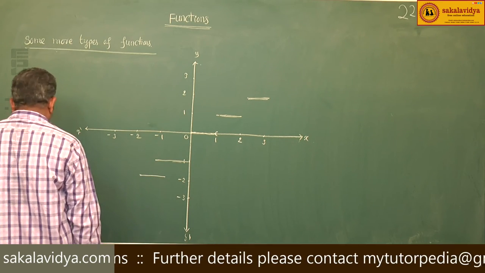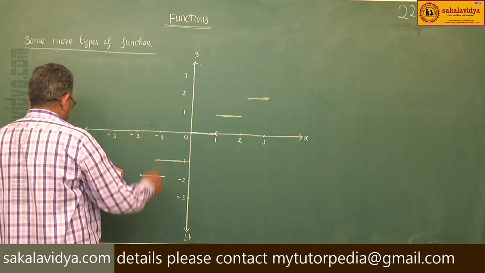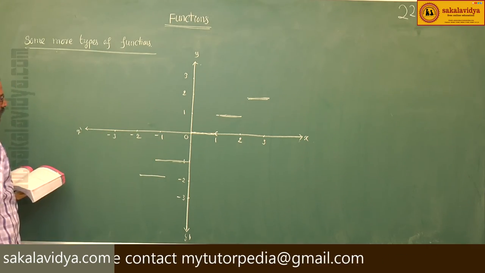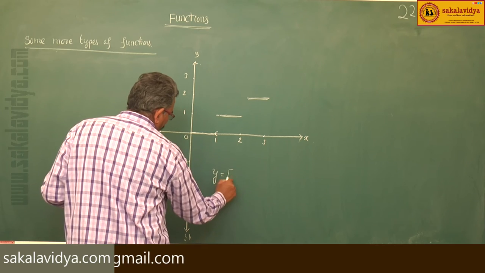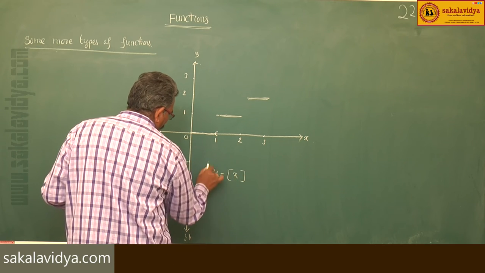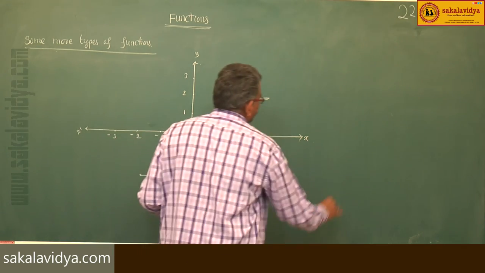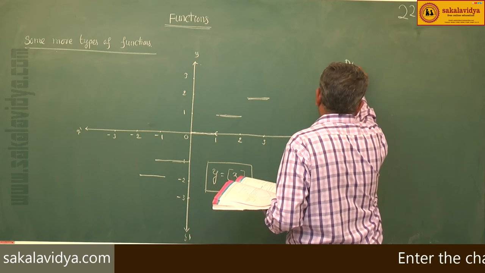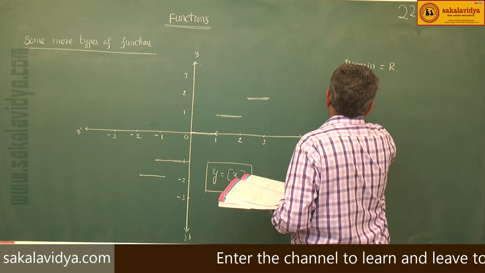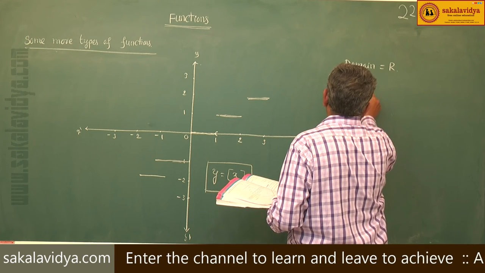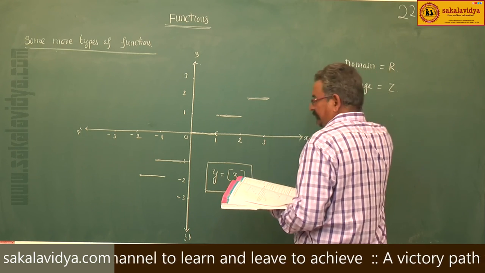So that means we get a step function, or a ladder function. This is the graph of y is equal to bracket x. So in this case, the domain takes all the real values, but the range is always integers only, Z.